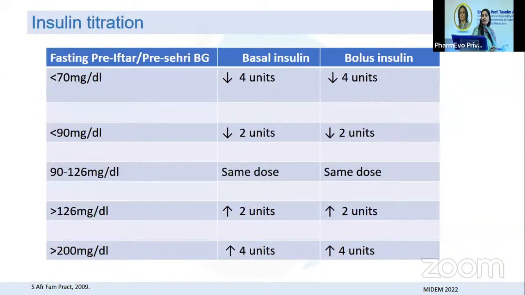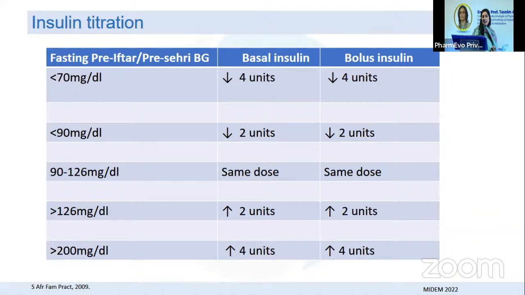Insulin titration should be very well explained to the patients. Whenever the patient feels symptoms of hypoglycemia, or during SMBG monitoring if glucose comes to be less than 70 milligram per deciliter, advise reduction of both basal and bolus insulin by 4 units. The desirable target is 90 to 126. If a patient is on this target, continue the same dose, or reduce or increase as mentioned here. If there are symptoms of hyperglycemia or blood glucose is more than 200, increase the dose of basal and bolus by 4 units.